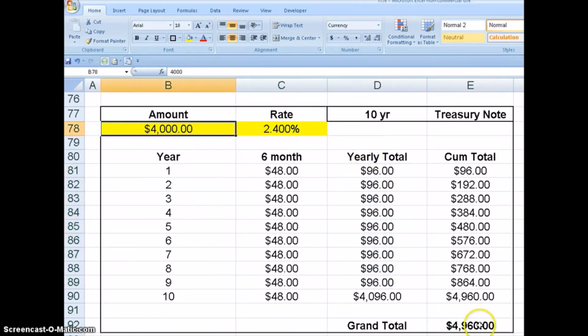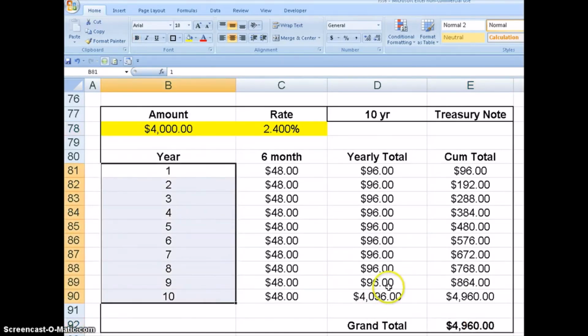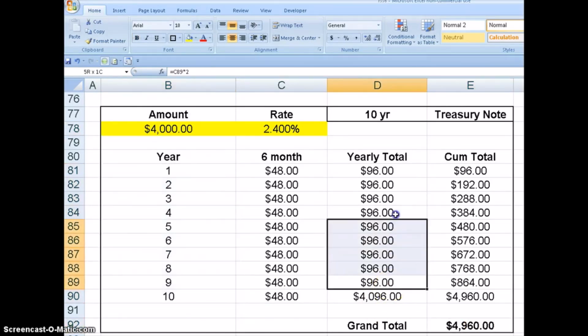So while the overall payout might be pretty low for tying up your money for 10 years, you can also invest these interest payments along the way in whatever you want. And that's where the growth factor really comes in. And I'll do more videos on that in the future.